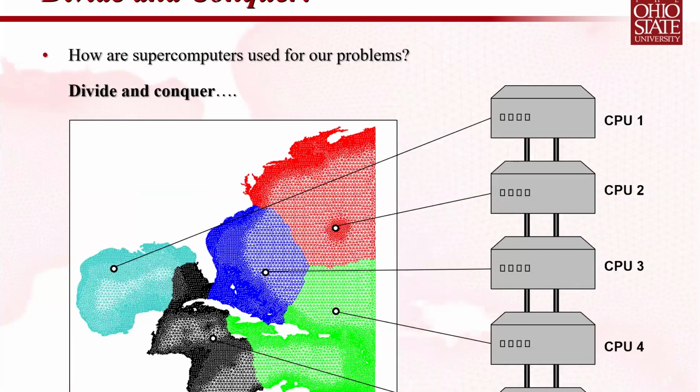All right, so how are these supercomputers used for a problem? It's basically a divide and conquer approach. If you imagine we have our problem domain that I showed previously, we just break it up into smaller domains, and each one of those smaller domains then gets distributed to these CPUs. They do their calculations just on that particular domain. And then, of course, they are required to pass information back and forth between one another.